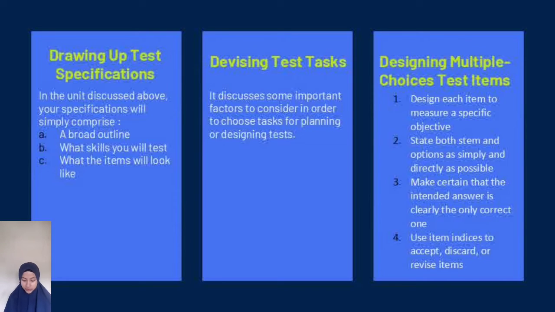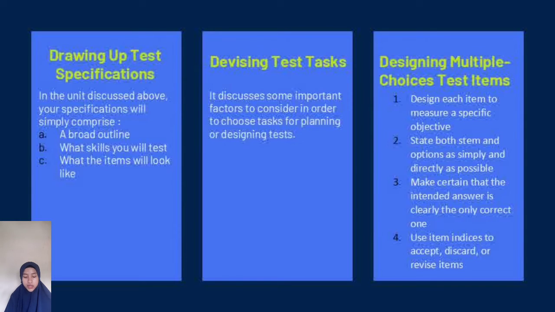And next, designing multiple choice test items. A multiple choice item consists of a problem, known as the stem, and a list of suggested solutions, known as alternatives. The alternatives consist of one correct or best alternative, which is the answer, and incorrect or inferior alternatives, known as distractors.